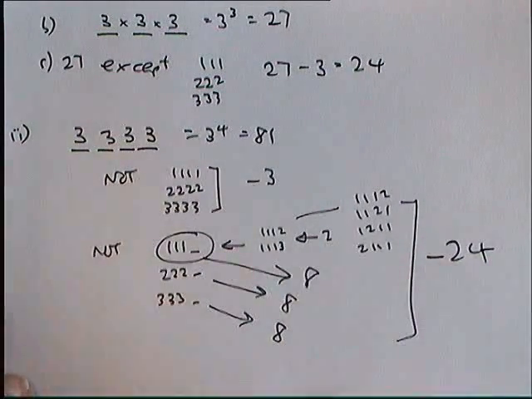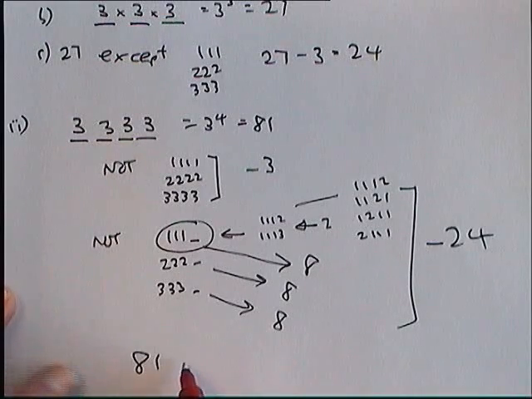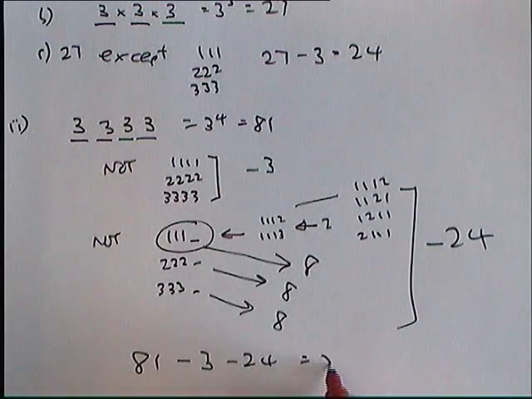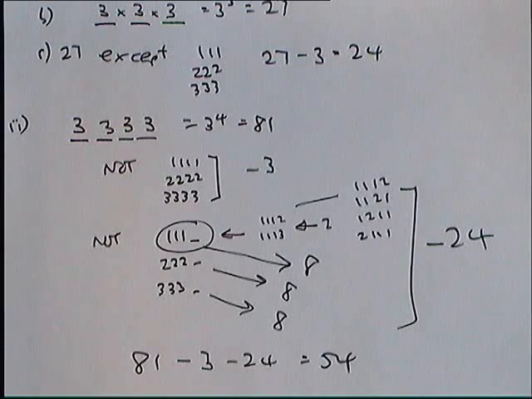So if I start with my 81 and take away 3 and take away 24, I will get the number that I am permitted. And if you do that, you get an answer of 54 arrangements.